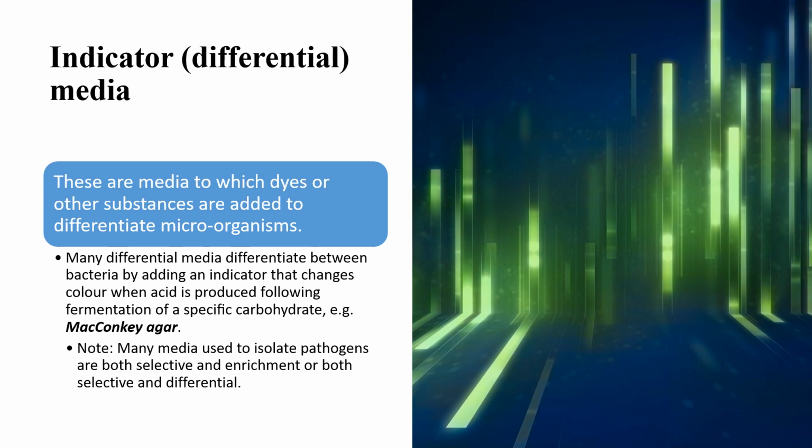It's worth noting that many media used to isolate pathogens or specific bacteria serve multiple purposes, combining both selective and differential properties. For example, a medium may be both selective, inhibiting the growth of unwanted organisms, and differential, allowing the differentiation of specific bacterial species based on their metabolic activities or other characteristics.